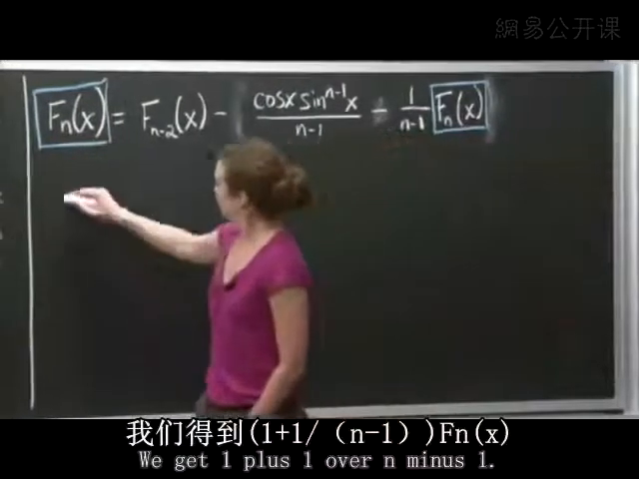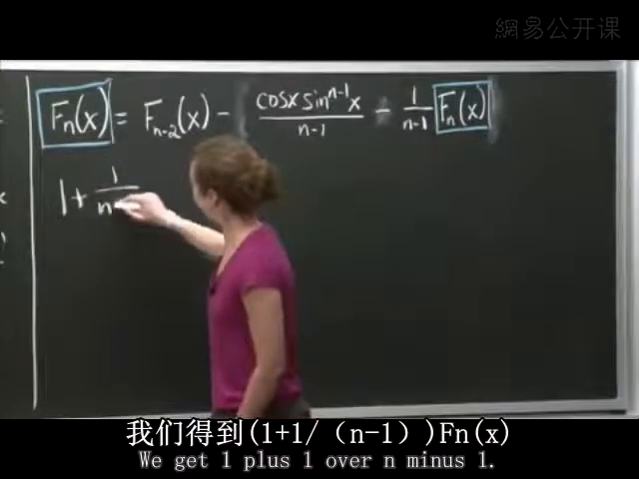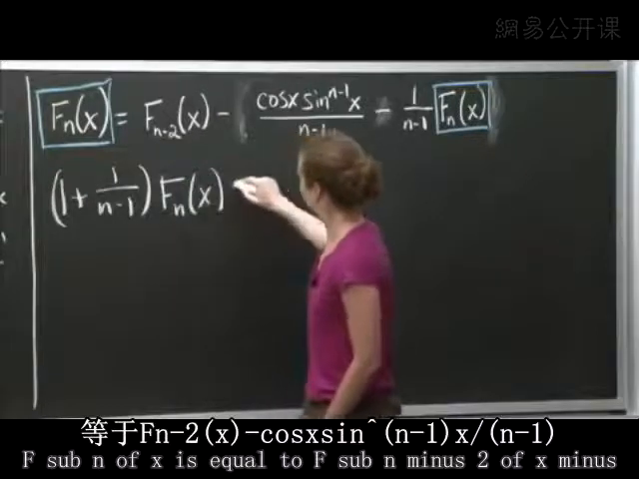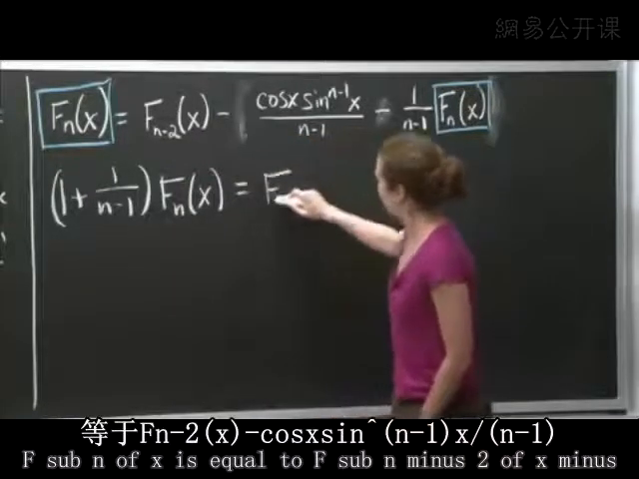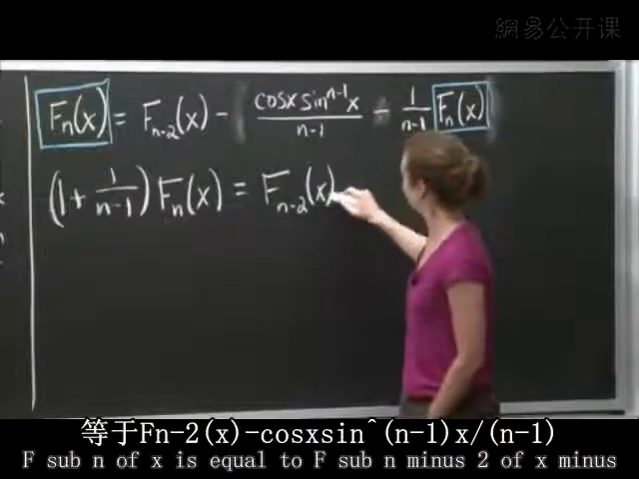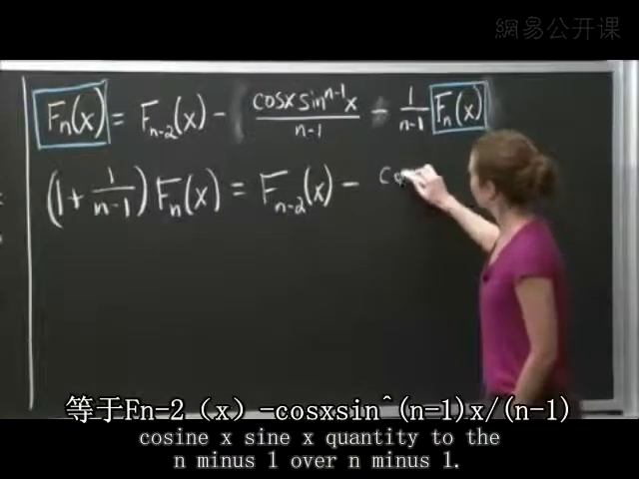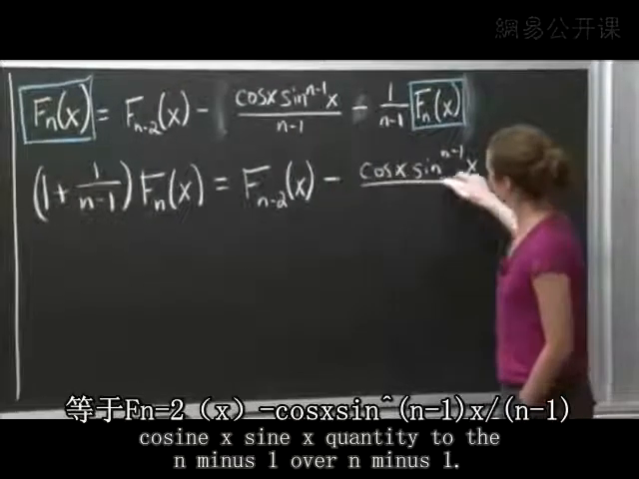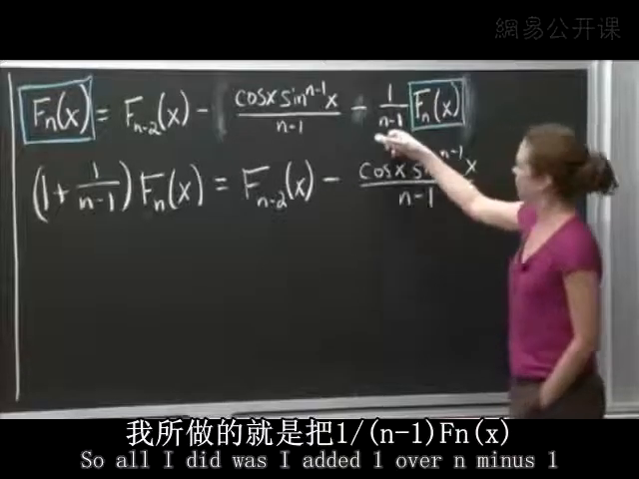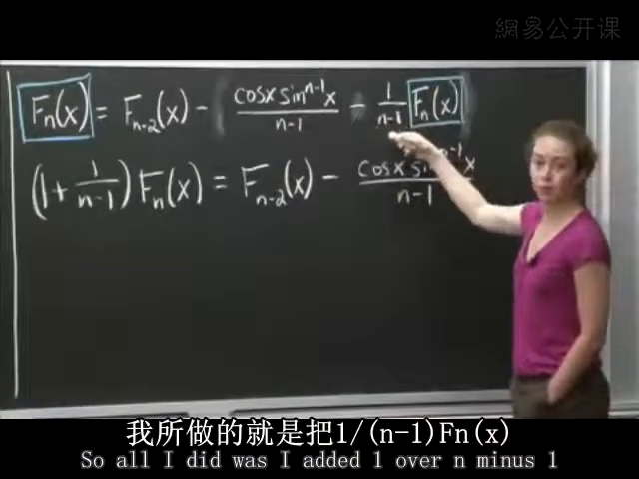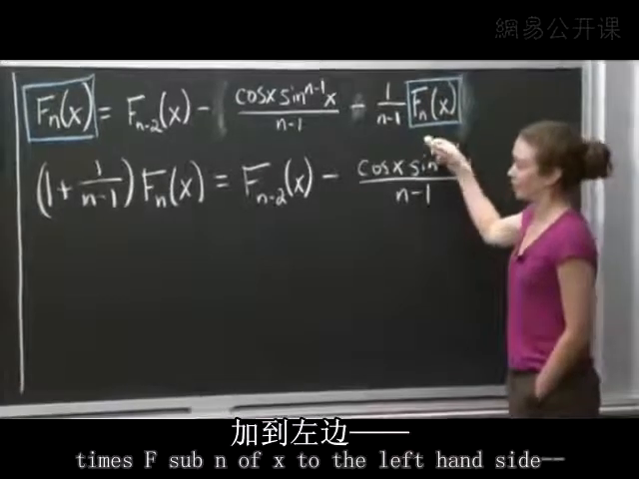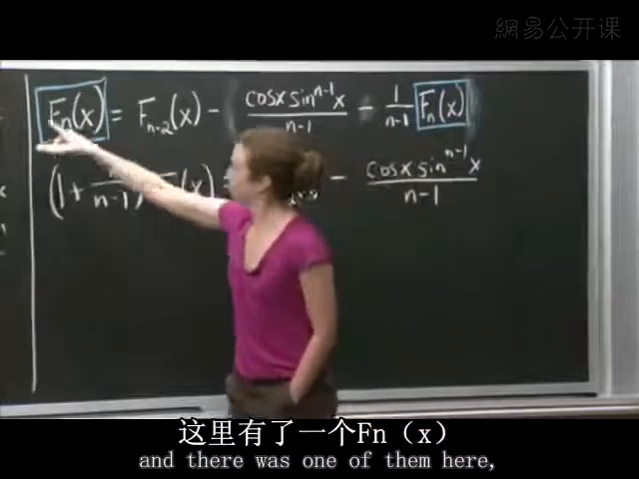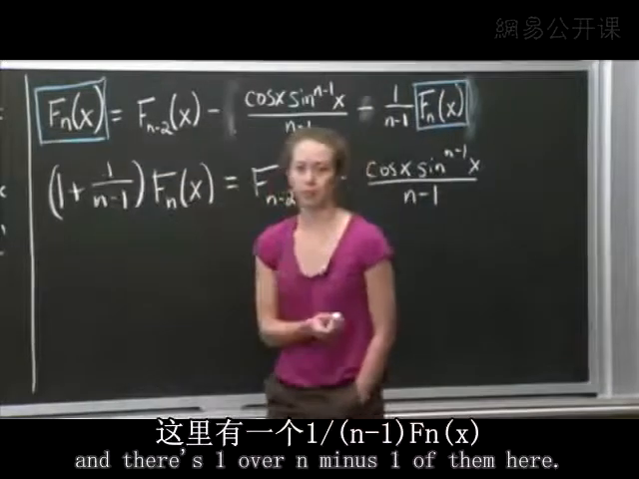We get 1 plus 1 over n minus 1 times f sub n of x is equal to f sub n minus 2 of x minus cosine x sine x quantity to the n minus 1 over n minus 1. So all I did was I added 1 over n minus 1 times f sub n of x to both sides, so it moved to the left-hand side, and there was one of them here, and there's 1 over n minus 1 of them here.